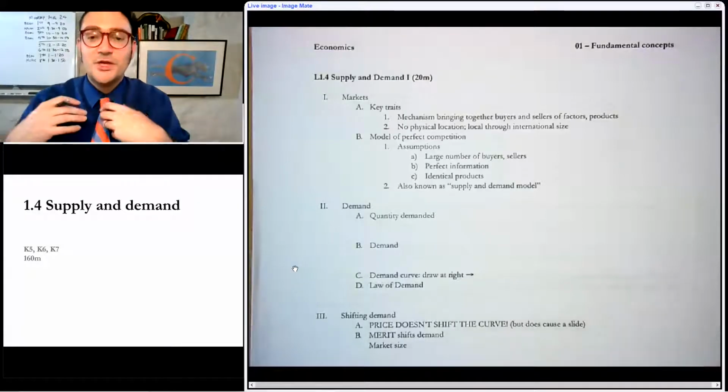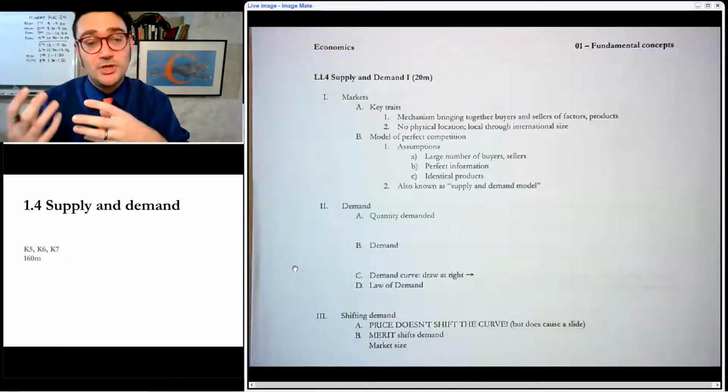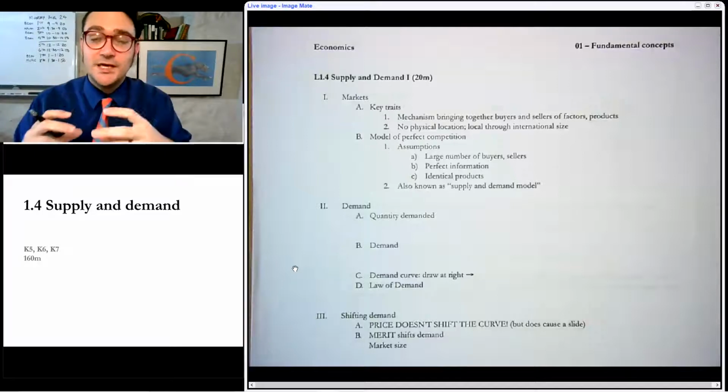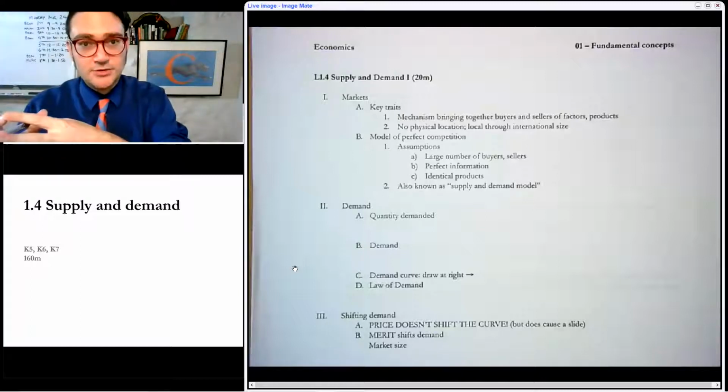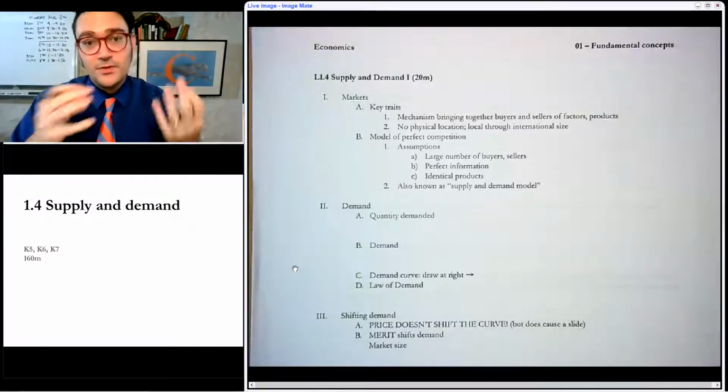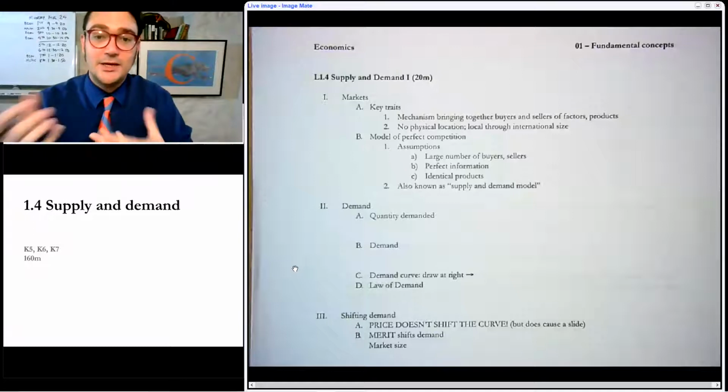Hi, everybody. In this video, I'm going to talk through the basics of the supply and demand model, and then go into detail about one of the three parts of that model, which is just demand. In the next lecture about this, we'll do supply, and then in the third, we'll put them together where we'll look at how they interact.